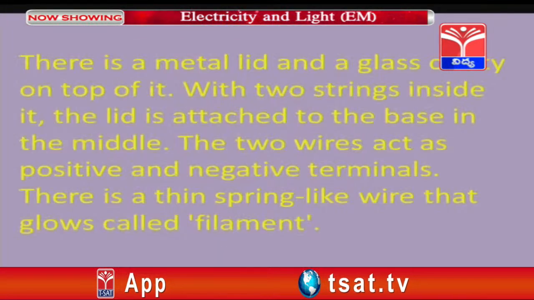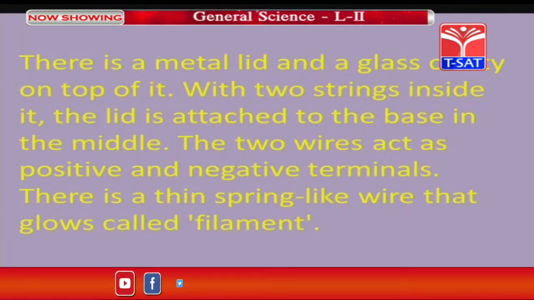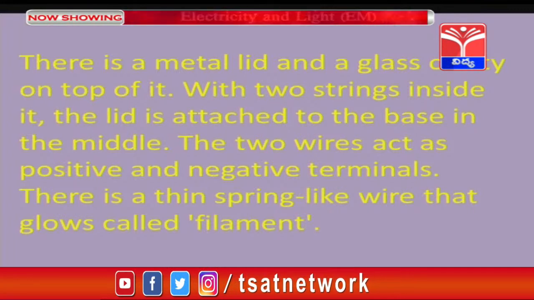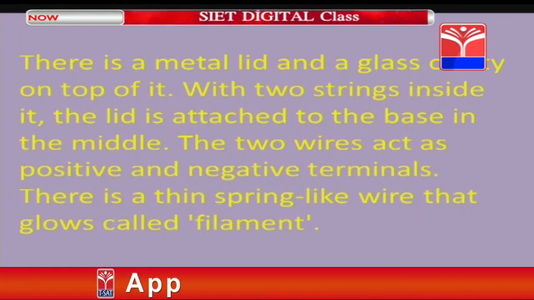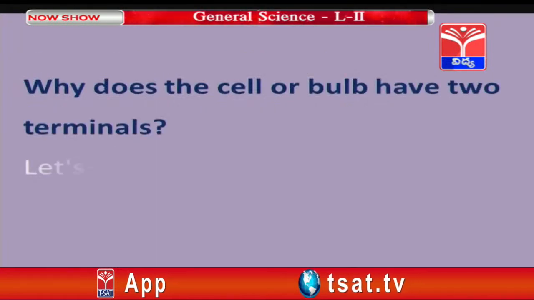Now you see, there is a metal lid and a glass cavity on top of it with two wires inside it. The lid is attached to the base in the middle. The two wires act as positive and negative terminals. There is a thin spring-like wire that glows, called the filament. Why does the cell or bulb have two terminals?